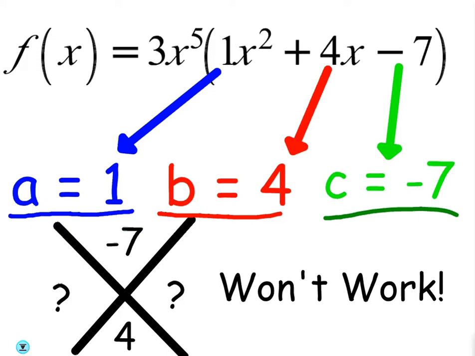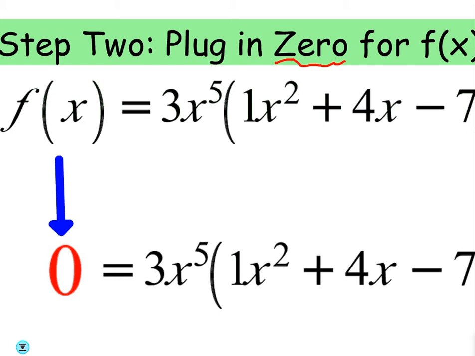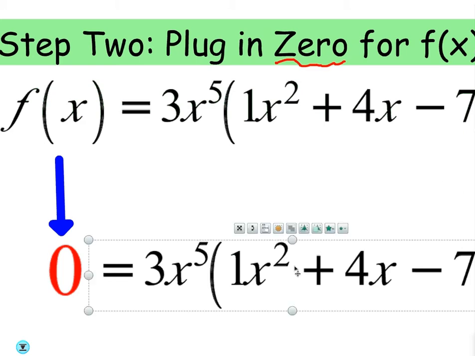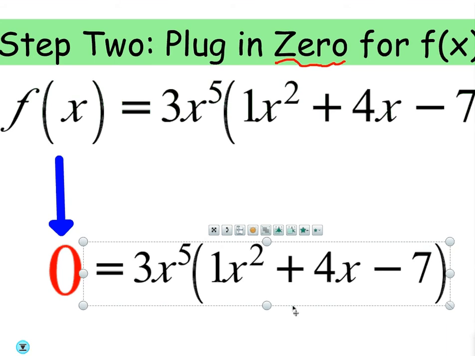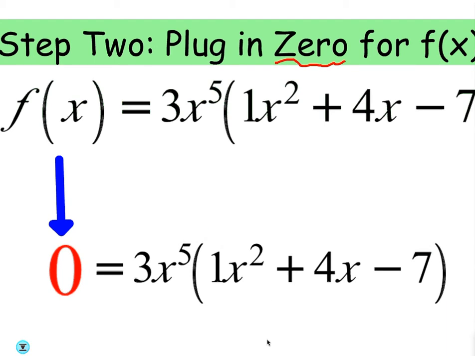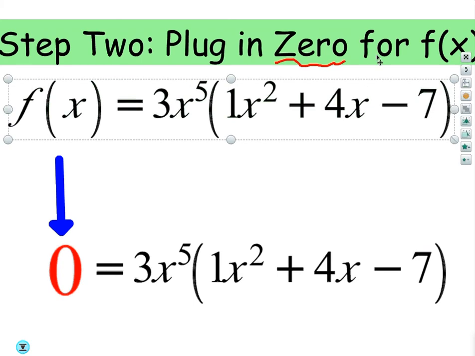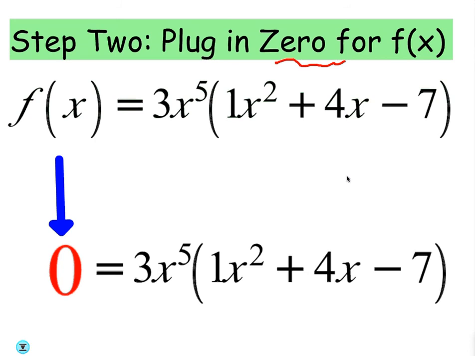All right, next step, if you forgot from yesterday, to find a 0, you set the entire equation equal to 0 once you factor it all the way. So we've already determined that this can be factored as much as possible, so we're setting y or f of x equal to 0. And remember we talked about that on the x-axis y is always 0, which is why all x-intercepts have a y value of 0. We have 0 equals 3x to the 5th times the factor.